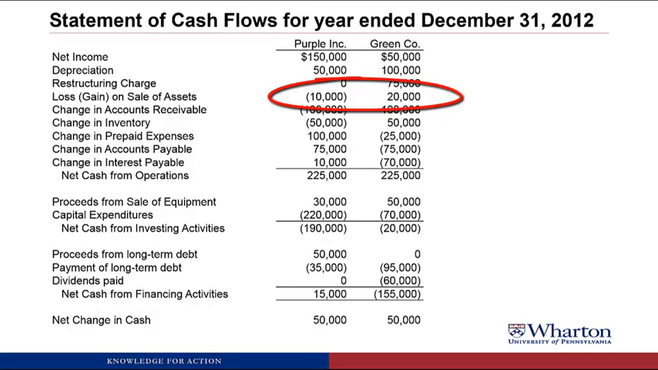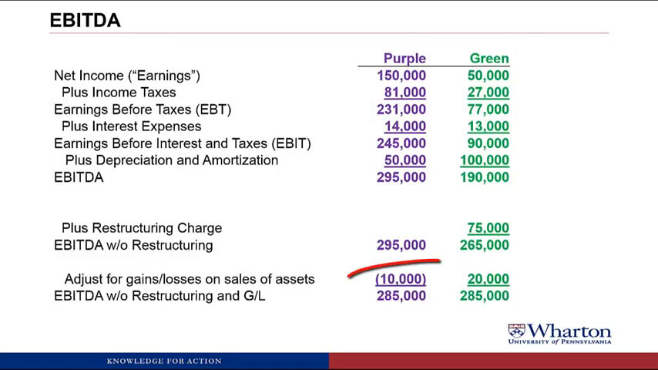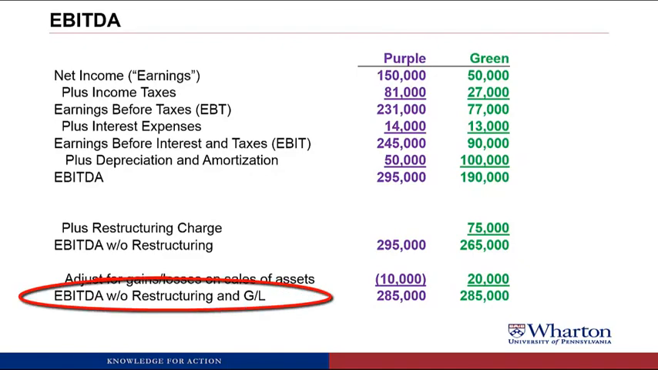Also, if we go back to the cash flow statement, they had different losses and gains on sales of assets. That's part of earnings, but it should be an investing cash flow, so we need to take that out as well. So why don't we adjust for the gains and losses on asset sales? And when we do that, then we get EBITDA that's identical between the two companies. Although, I guess since it's EBITDA without the restructuring and the gains and losses, we should call it EBITDARGLE.